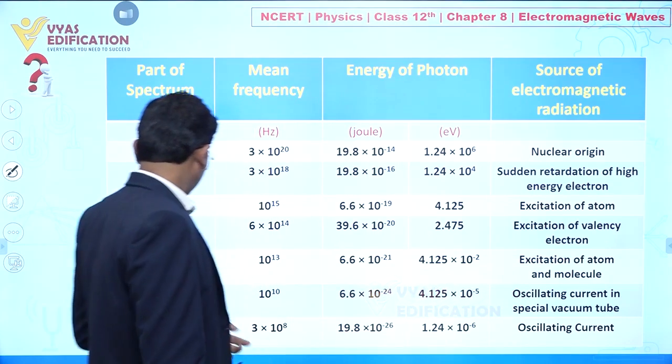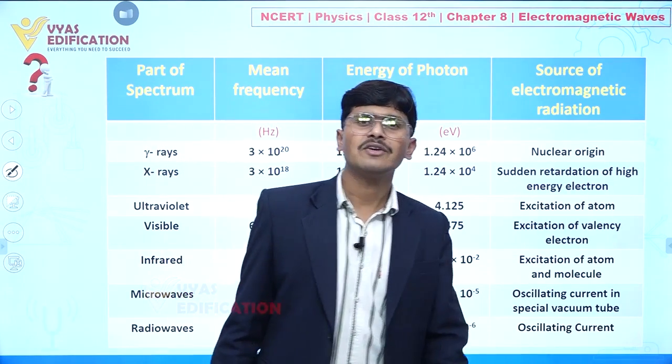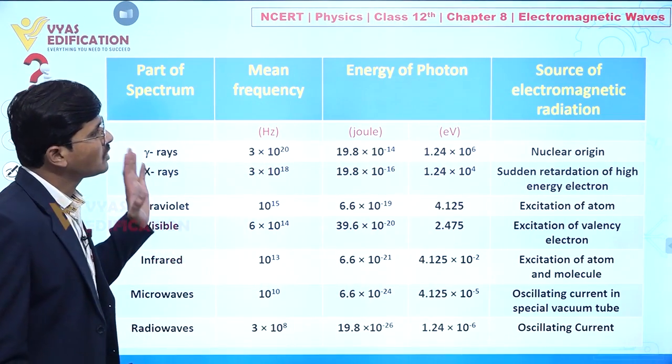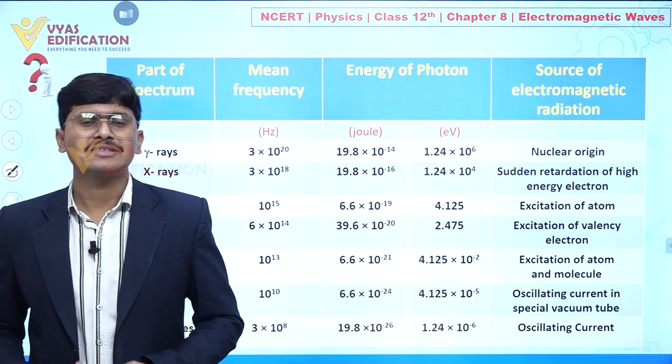Now, radio waves are produced by oscillating current. Clear? So, like this you can utilize this table. So, this is all about this question.